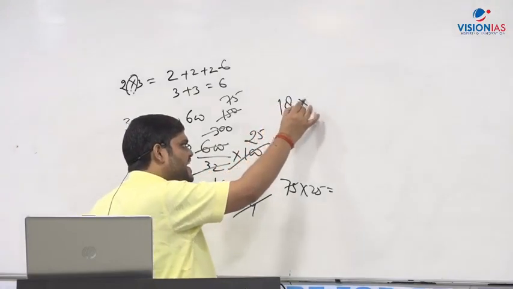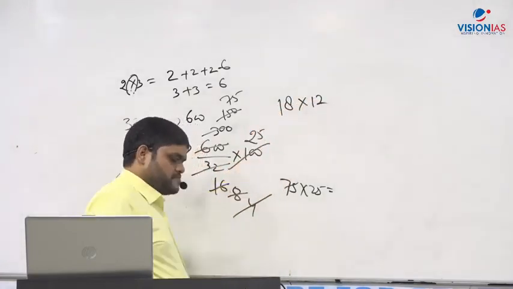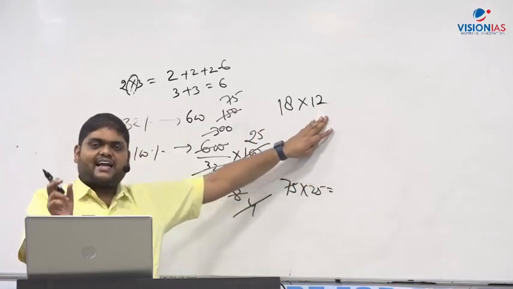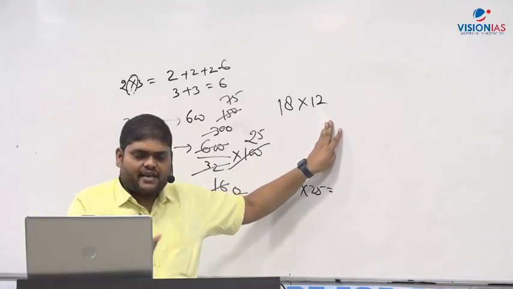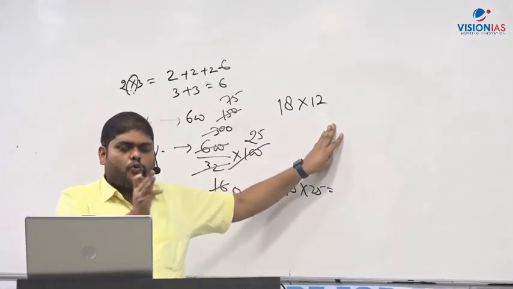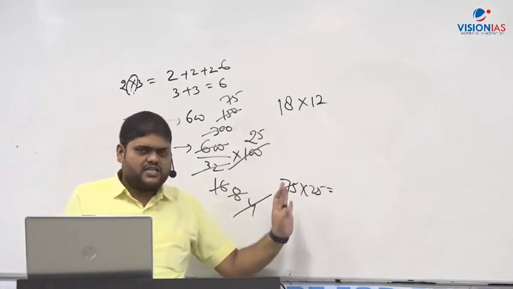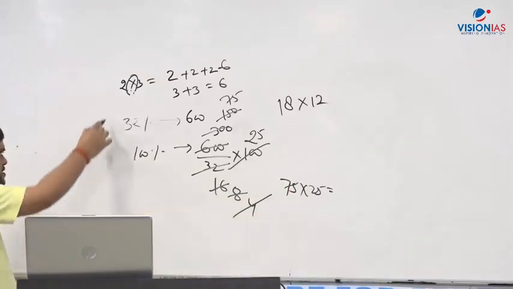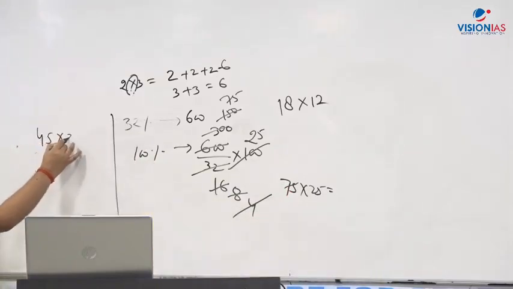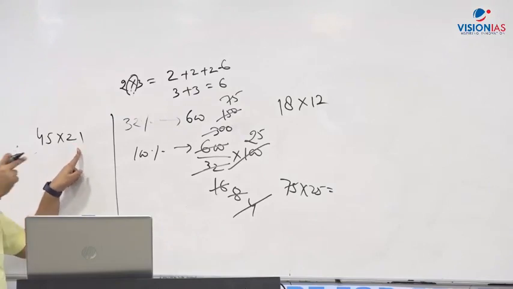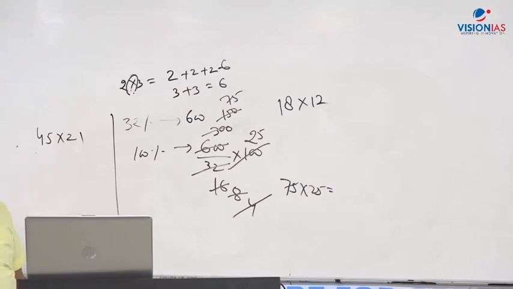Suppose it is given 18 into 12. That means adding 18 into 12 times. If I add 18 into 10 times, I will get 180. Then 2 more times, 36. 180 plus 36, 216 is the answer. So without multiplication also you can solve this. Suppose 45 into 21. If I add 45 into 10 times, 450, 20 times, 900, one more time, that means the answer will be 945 without multiplication.